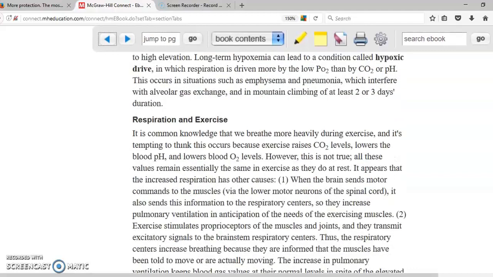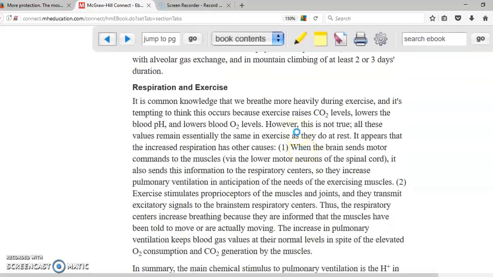Next one is respiration and exercise. The changes in ventilation when you exercise is not because you actually produce more carbon dioxide or temperature, but because the brain tells your muscles to start working faster, and also it's going to tell directly your respiratory system to start breathing faster to adjust the levels of oxygen to the metabolic needs that your muscles are going to have.